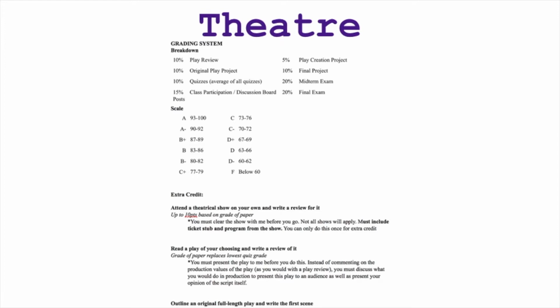So the second one, instead of attending a live show, you can read a play of your choosing, and you can write a review paper for it. And for this assignment, the grade of your paper will replace your lowest quiz score. Now, one of the stipulations on this, it can't be Antigone or A Doll's House. So it has to be another play, and it must be a full-length play.